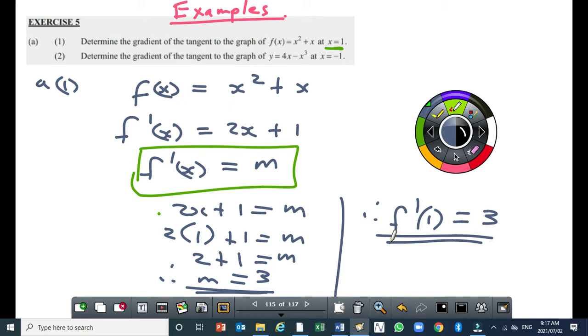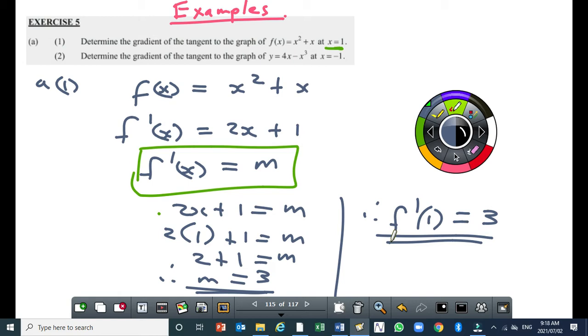But the meaning of this is that the first derivative when x is 1 is equal to 3. What this means is the gradient of this quadratic function or quadratic graph at x equal to 1 is equal to 3. That gradient, which is 3, is also the gradient of the tangent at that point of contact.